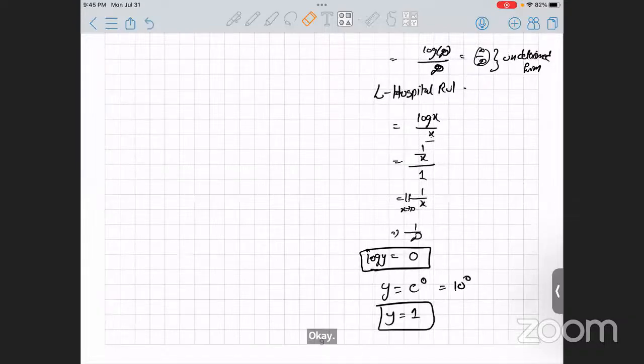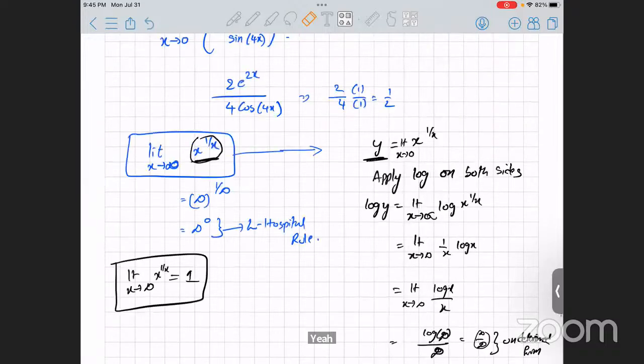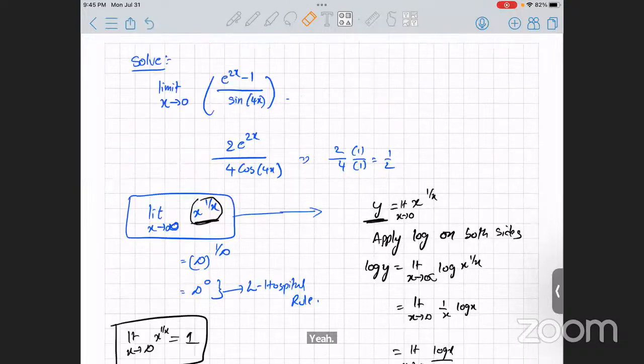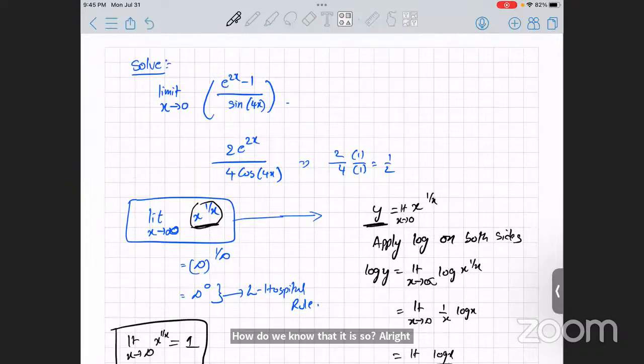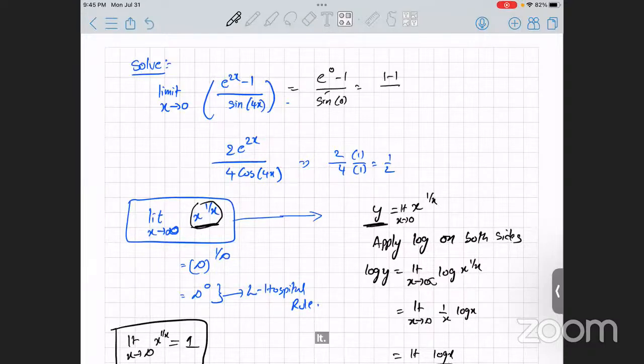Maxima, minima, I will explain that. Sir, one doubt. Can you scroll up? e power 2x minus 1 by sine 4x. How do we know that it is an undefined form? Look, substitute 0: e power 0 minus 1 by sine 0, which is 1 minus 1 divided by 0. 0 by 0. It is an undetermined form. Use L'Hospital.